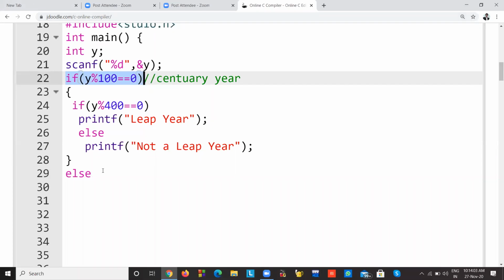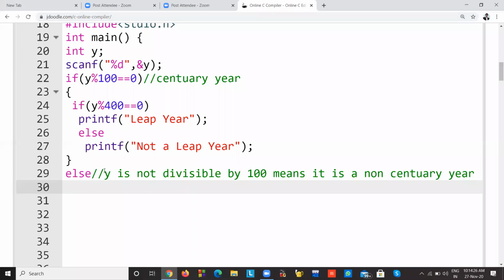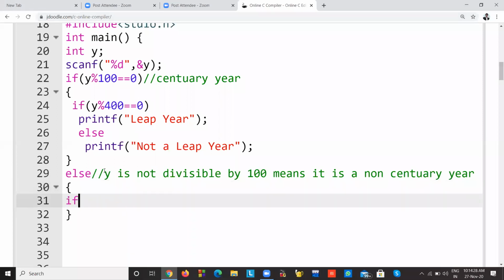What does else mean? Else means the year is not divisible by 100, which means it is a non-century year. In order to check whether a non-century year is a leap year or not, we need to divide by 4. So y modulo 4 is equal to 0.